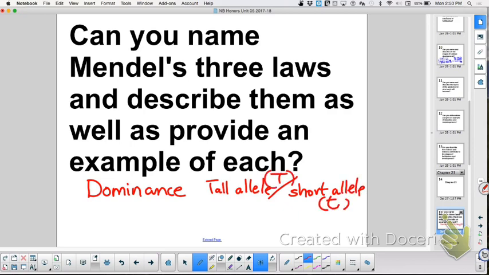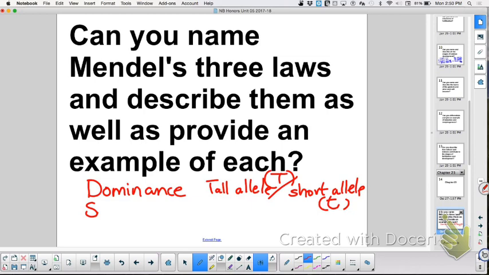Right? The dominant allele. Okay? What for fingers, what's dominant? Six-fingered alleles are dominant over the five-fingered alleles. What's dominant, brown eyes or blue eyes? Now brown is the phenotype, right? But the brown-eyed allele is dominant over the blue-eyed allele. Okay, law of dominance. What's another one?